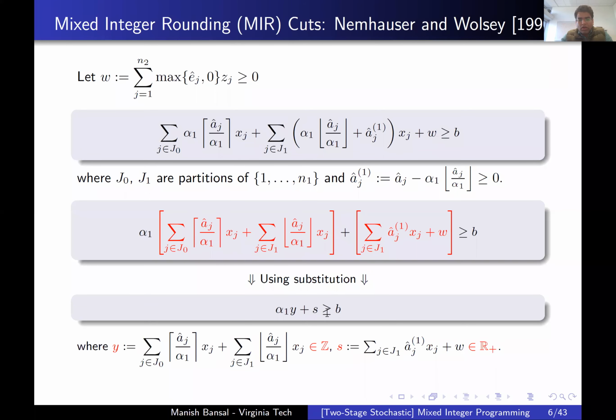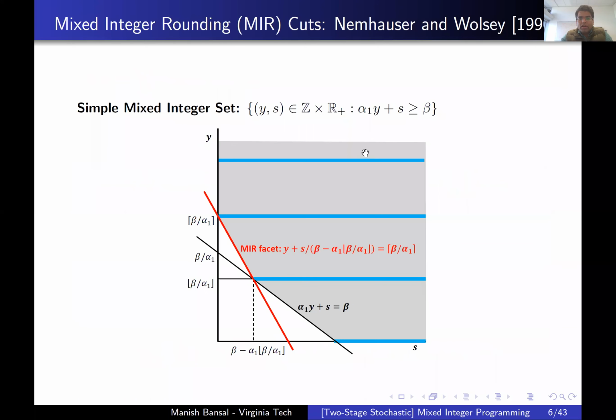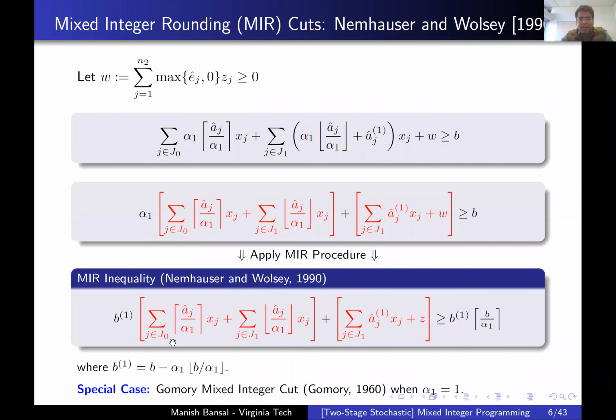And since I know how to obtain a facet for a set which is defined by these two integer variables, I can just substitute y and s from the previous equations, and I will generate this cut, which is known as the mixed integer rounding inequality derived by Nemhauser and Wolsey a long time ago.